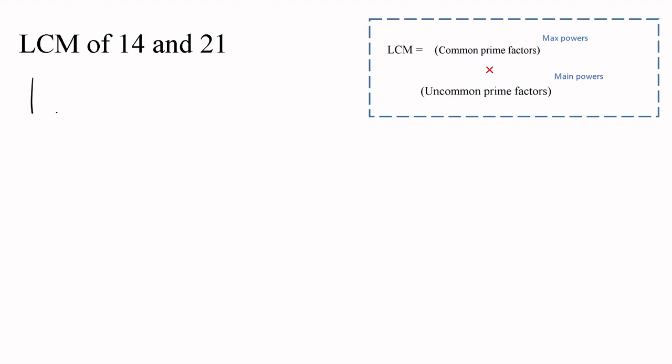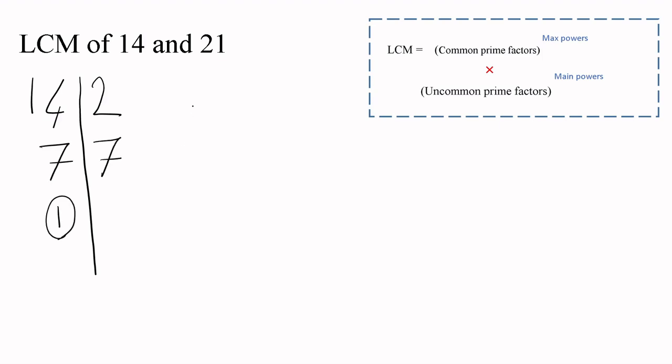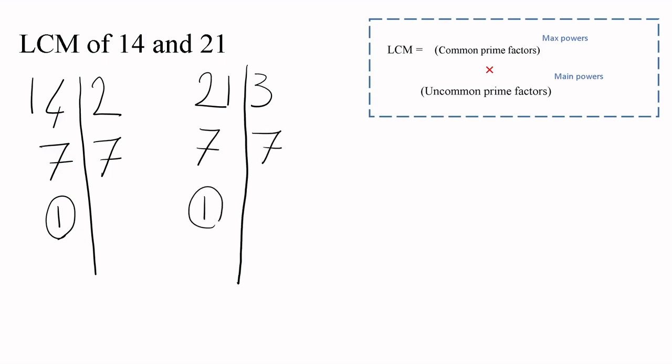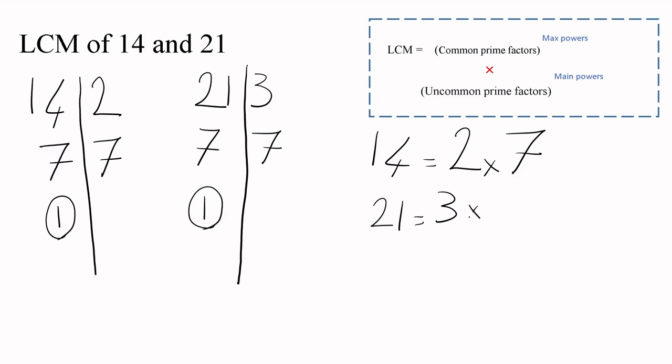So I'm going to write for 14. Do I have any prime number? Yes, 2, 7, 7, 1. When I reach 1, I must stop. Then I have 21. Do I have any prime number? Beautiful, 3. 7 comes here. I can divide it by 7. The answer here will be 1 and we will stop. So for 14, I can write it as 2 times 7. And for 21, we have 3 times 7.